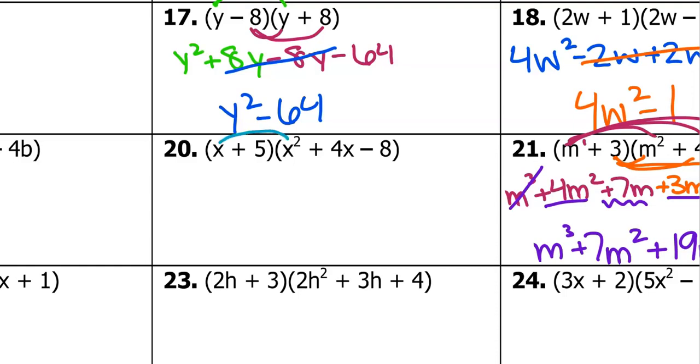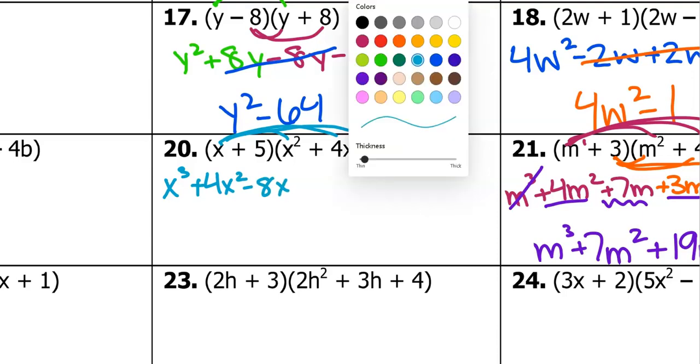X squared is x cubed. All right, then what? X to the power of 3. X times what? 4x. Yep, that gives me? 4x squared. Mm-hmm. And then x times 8 gives me negative 8x. All right. Deshaun, pick someone else.